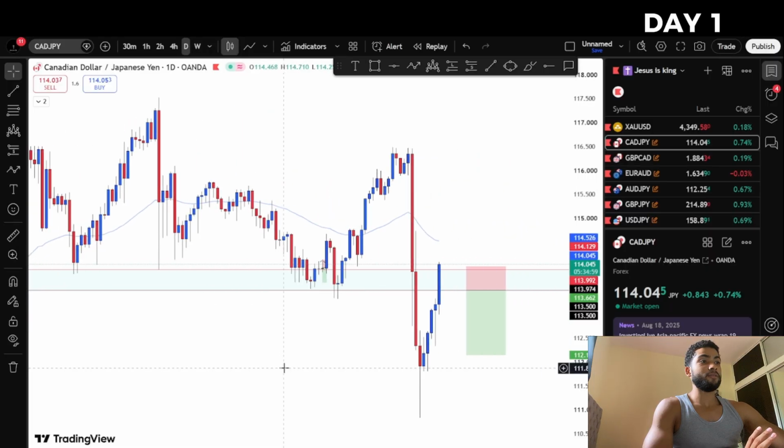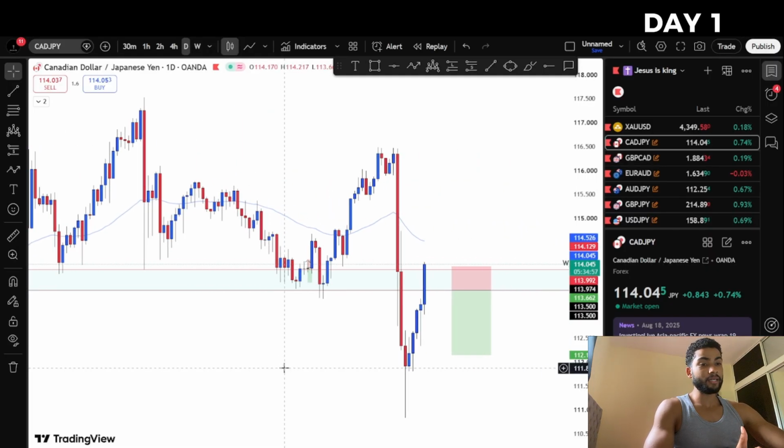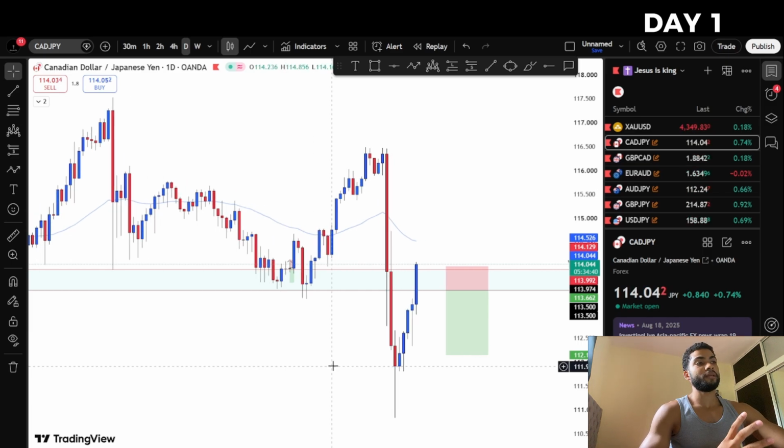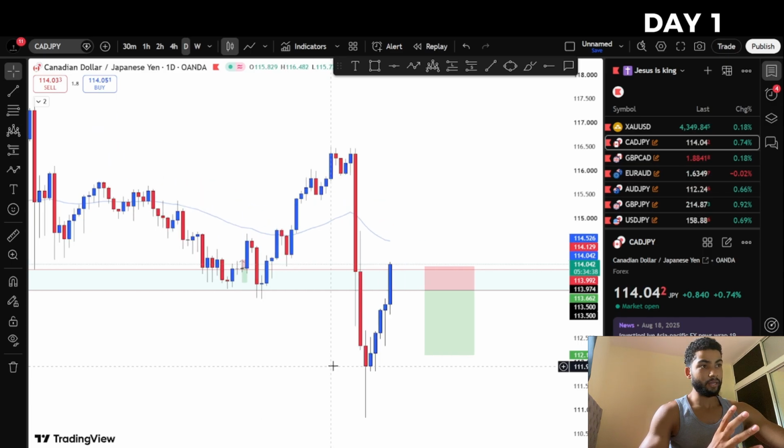That's something that is beautiful, because I have the weekly and then the daily area of interest together. It does not happen every day, but when it happens, it has to be more respected because they are both correlated.